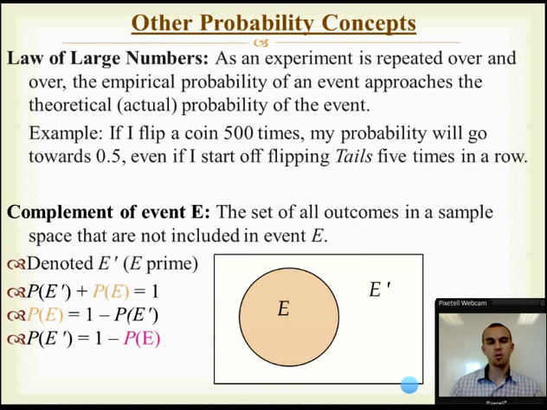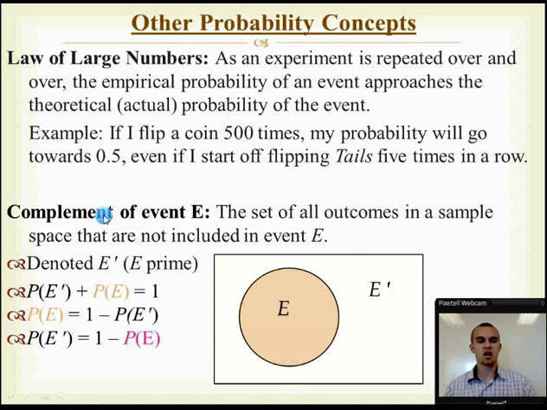Some other concepts are important to recognize. There's one called the law of large numbers, which says that if I continue to repeat an experiment over and over again, my empirical probability should come out to be the same as my theoretical probability. One place you can see this is especially with flipping coins. I could start off flipping a coin 5 times and get tails 5 times in a row. But as I increase the number of flips, say to 500, 1,000, 5,000, my probability should come relatively close to 0.5 or 50%, because I have an equally likely chance of landing heads or tails if I have a standard coin.